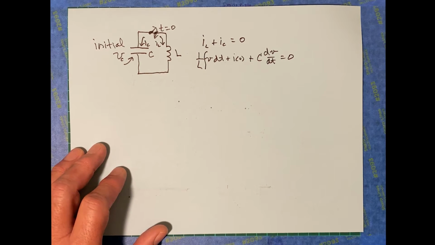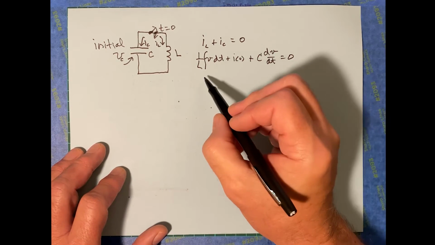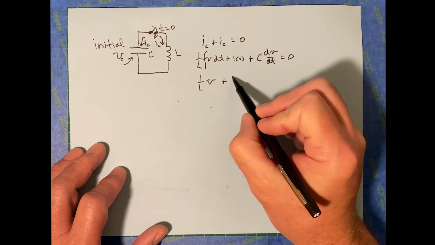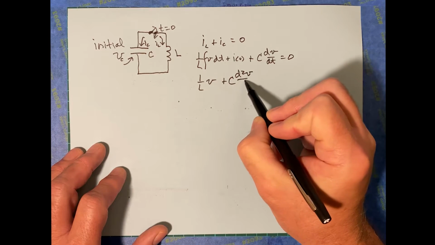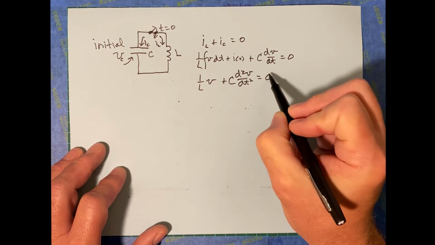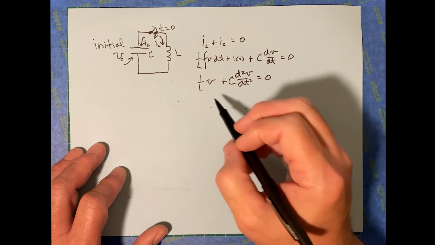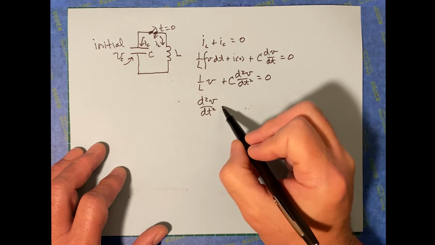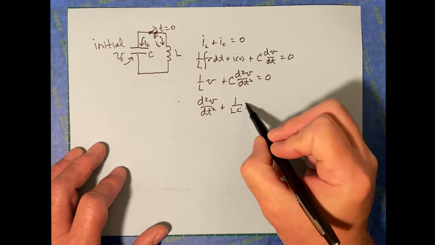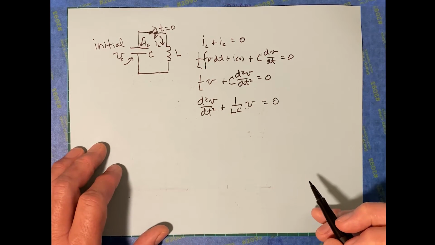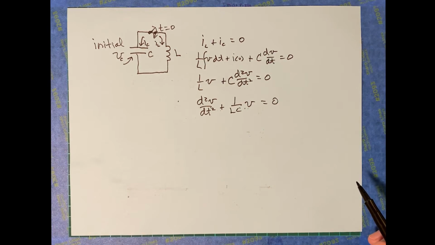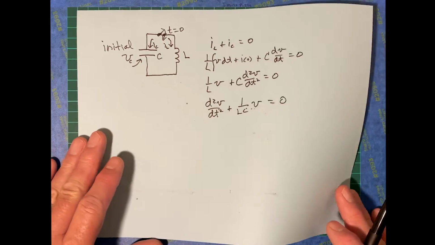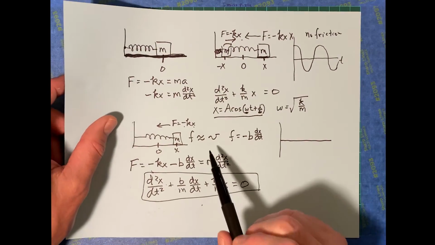Just like before then, let's take the derivative of both sides. And when we do that, we end up with 1 over L times V plus C d squared V dt squared, and that's equal to 0. Okay, I'm going to rearrange the terms here. I'm going to end up with d squared V dt squared plus 1 over LC times V equals 0. Okay, now have you seen anything like that before? The answer is yes, you have. You saw that just a second ago, right here.